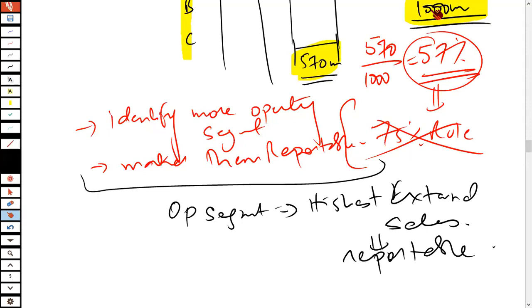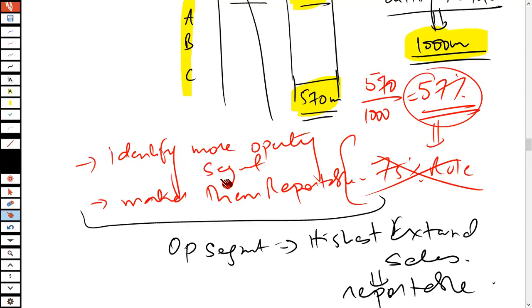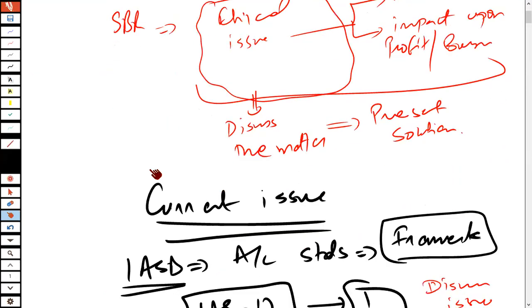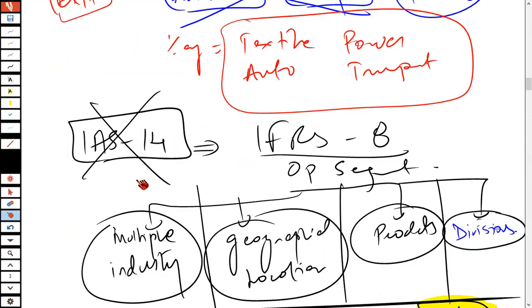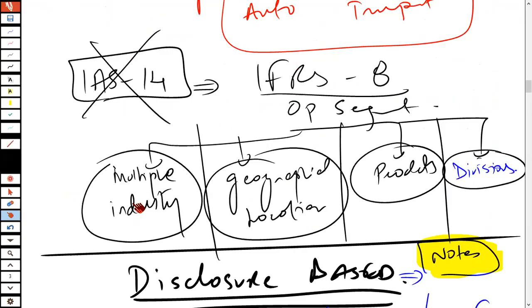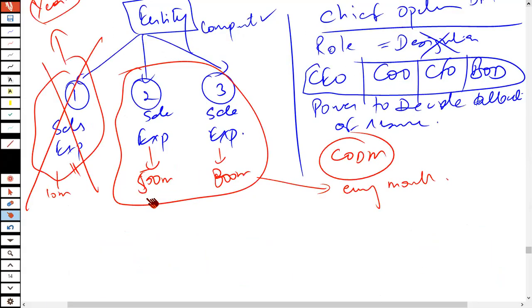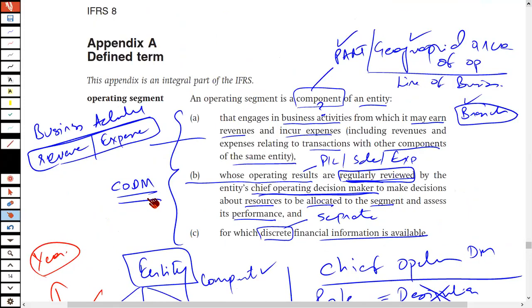Okay, now what next is there? The next situation is that this is the 75% rule. So what I could do is that I could just recall whatever I've taught you up till now. We started off discussing this IFRS 8 operating segment. And when we talked about IFRS 8, we discussed that the objective of IFRS 8 is to make sure that you disclose whatever possible information with respect to the operating segment. So we discussed the definition of operating segment, that is, what is an operating segment.